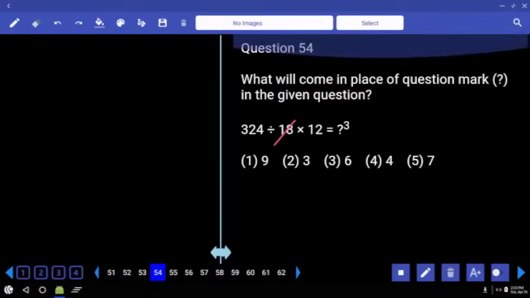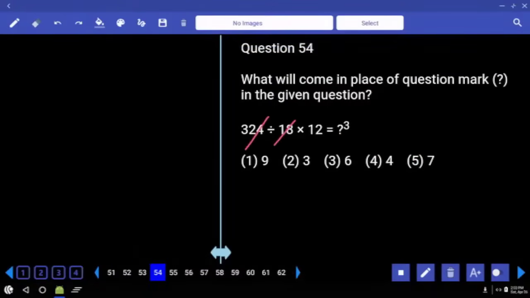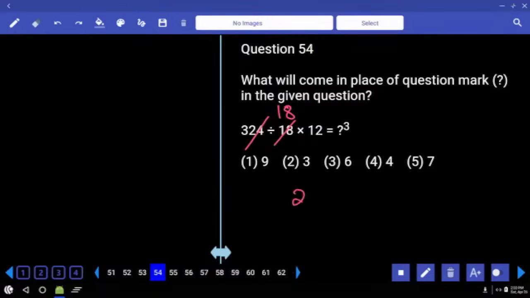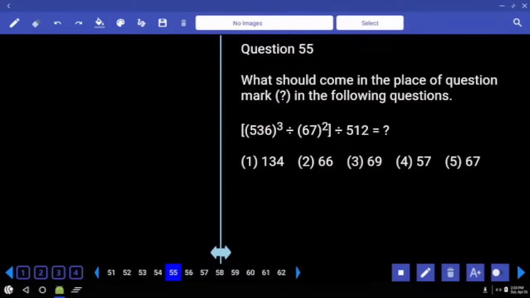Right. 18 square by 18. 18. 18 into 12. 216. Which cube is that? Right.